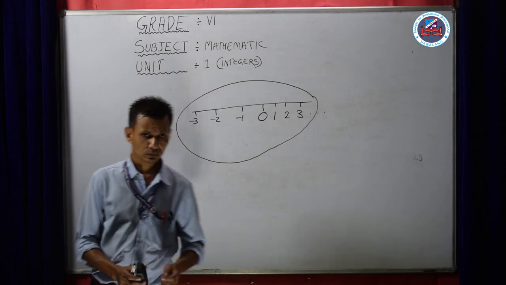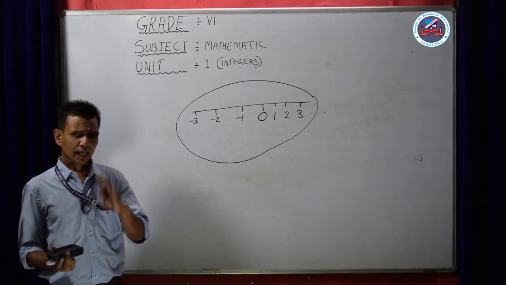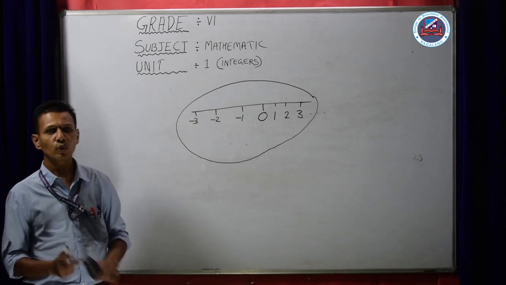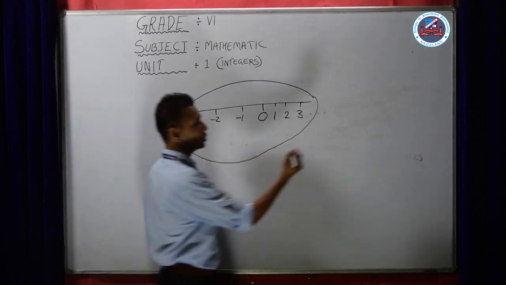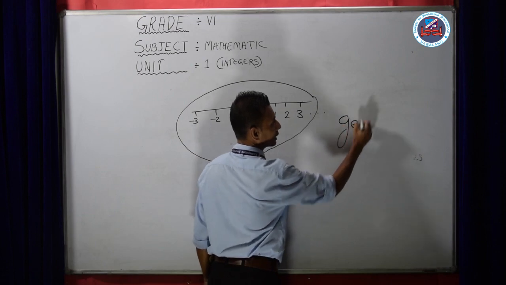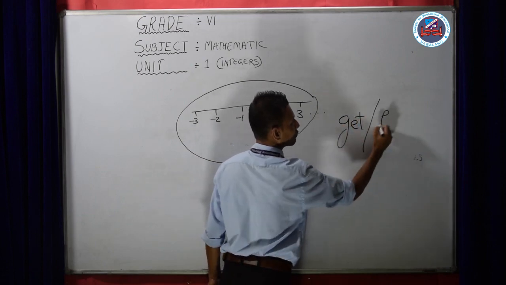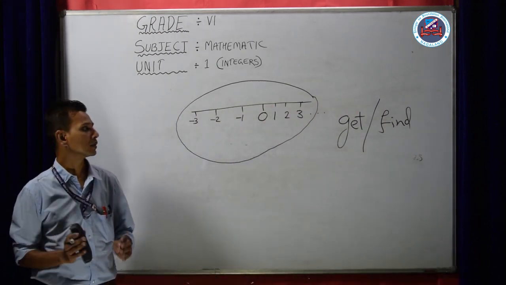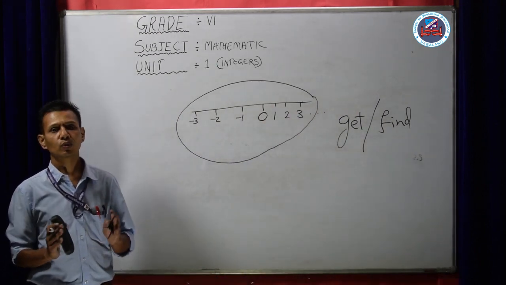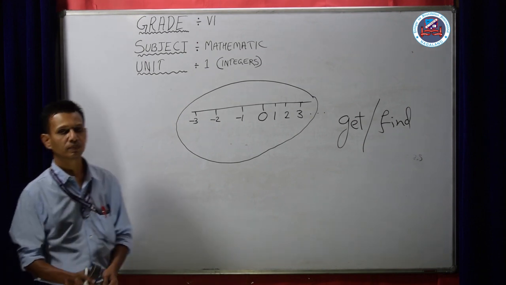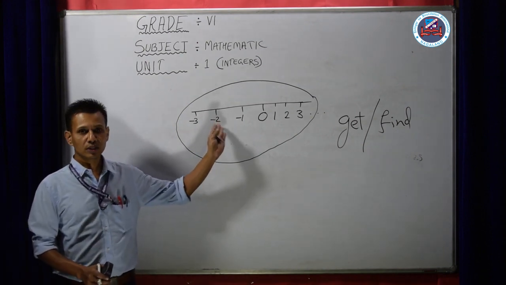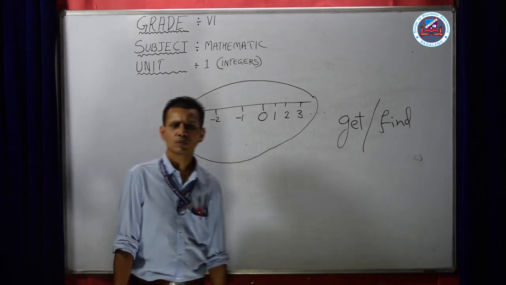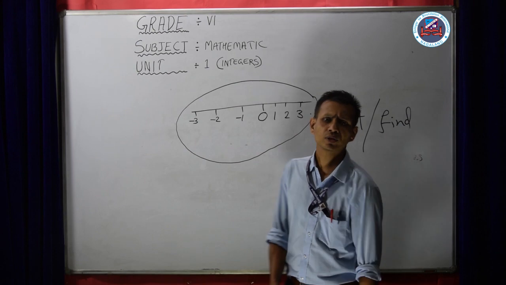Now, any number that you see, I'm using the word see, I am not using the word get or find. It makes a very big difference. I'll let you know why I'm using the word see. Okay. Any number that you see on a number line is an integer. Wow. Isn't that a pretty cool way to remember?